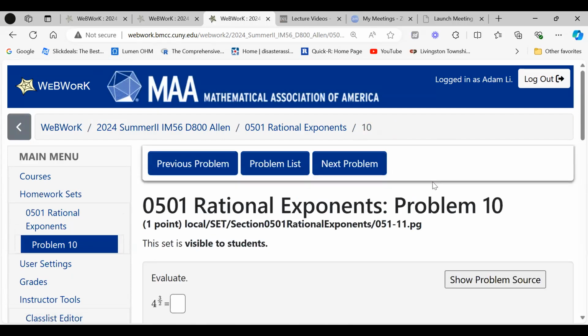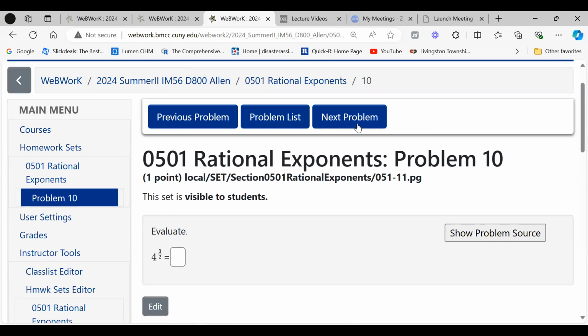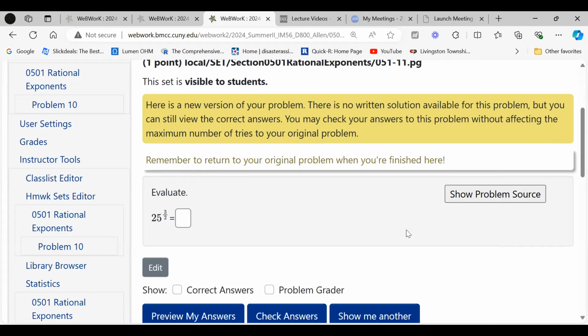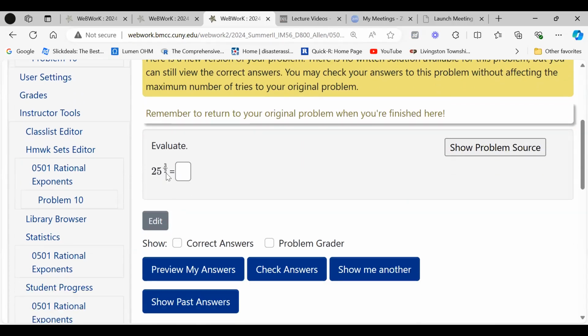So let's see. This is a very similar one. I guess you can try one of these, no problem. Sometimes it looks like this: 25 to the 3/2.